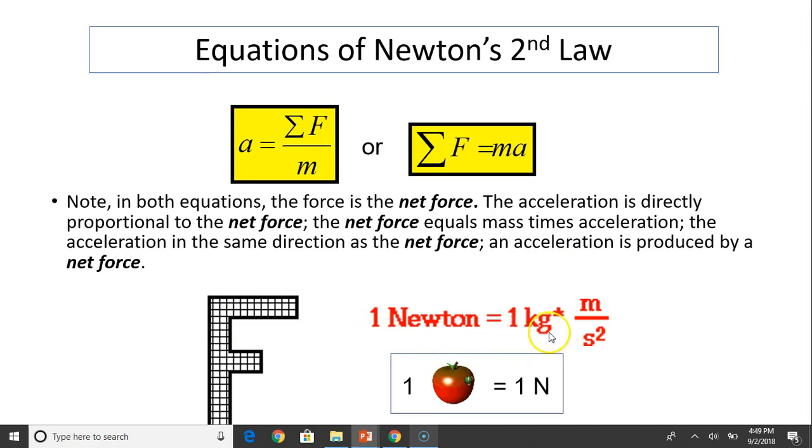1 Newton is 1 kilogram times meter per second squared, because F equals ma, the unit for m is kilograms, and the unit for a is meter per second squared. So this is a derived unit. How big is 1 Newton? The weight of an apple is 1 Newton.